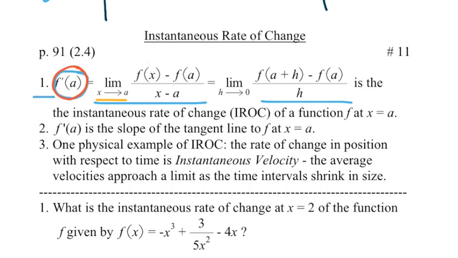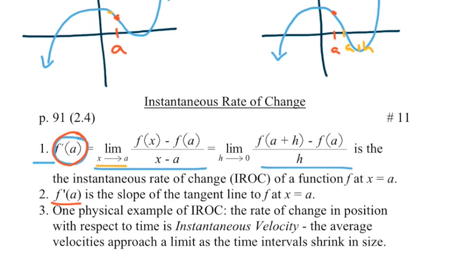The note card goes on to say in part 2, f prime of a is the slope of the tangent line to f at x equals a. So the slope, in other words, of this tangent line, let's see if I can get it close there. The slope of that tangent line is going to be the result of these two equations up here. So the slope of that tangent line is really what we're finding with these two equations.